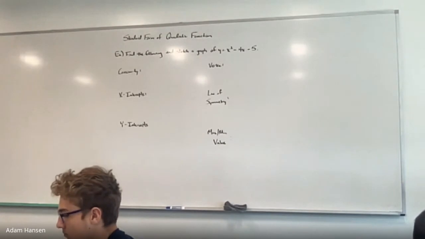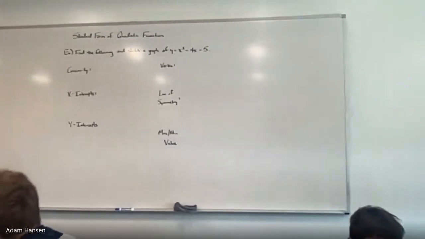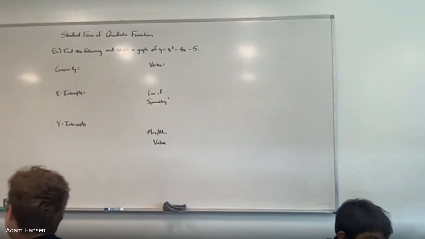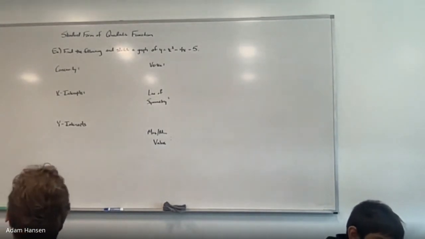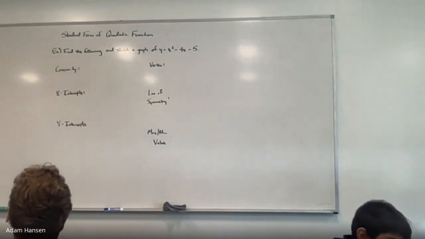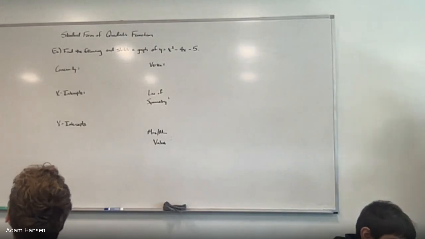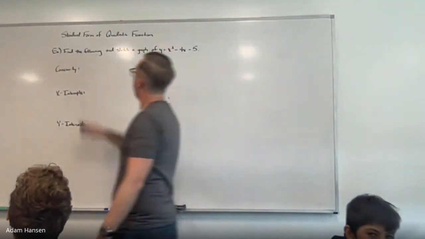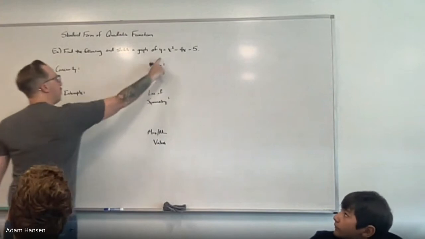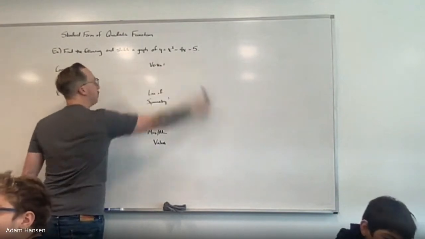Let's try what's going to be on this board now. I want to get a little bit of practice on working with standard form quadratics, identifying some of those key properties of a parabola. Find the following and sketch a graph of y equals x squared minus 4x minus 5.